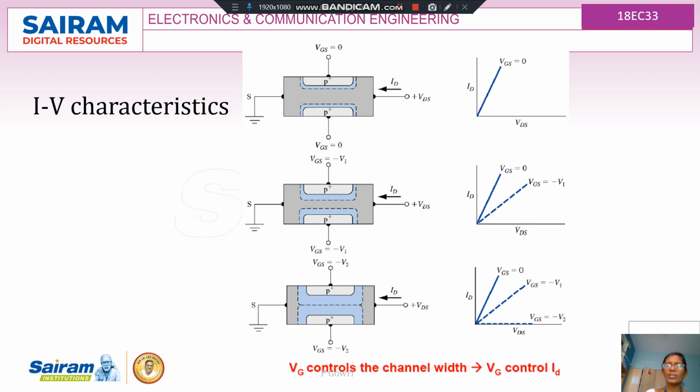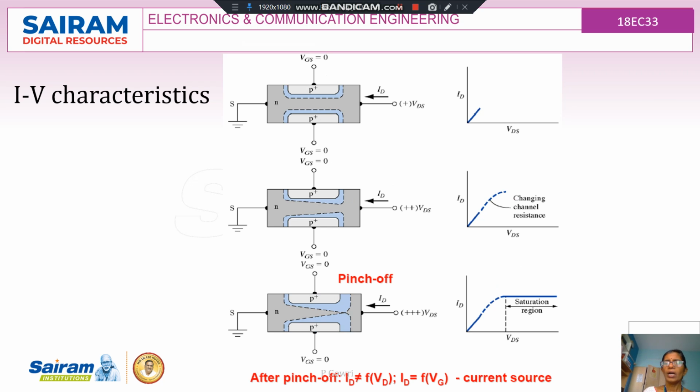In the next graph, we will see what happens when I change my VDS. Assume that I keep my VGS constant, equal to 0. Now I try to increase the voltage applied to the drain terminal.